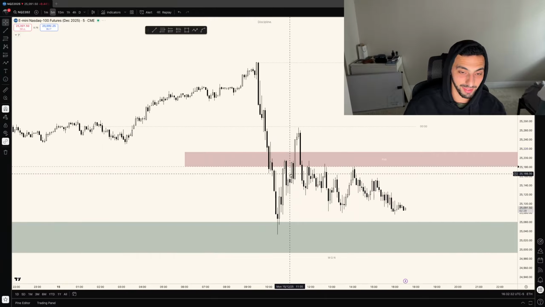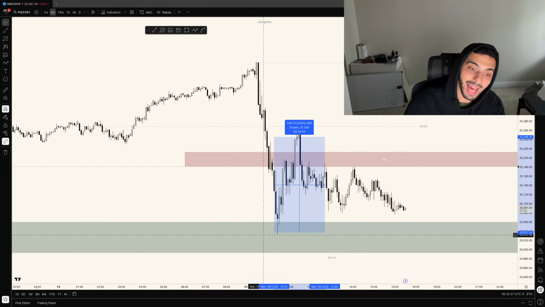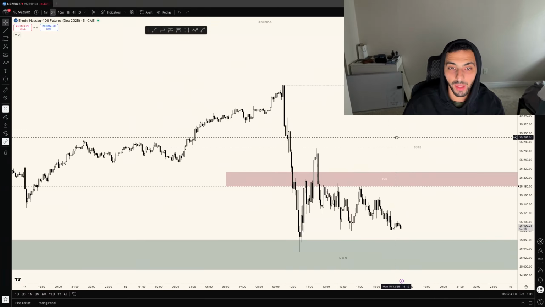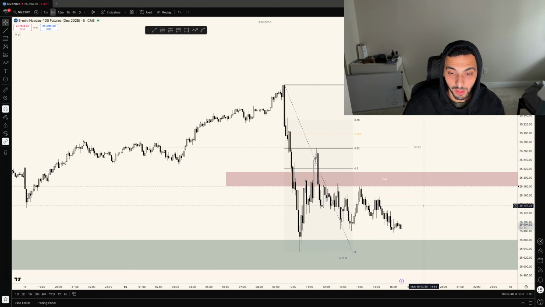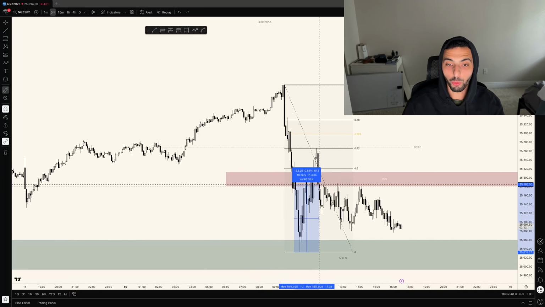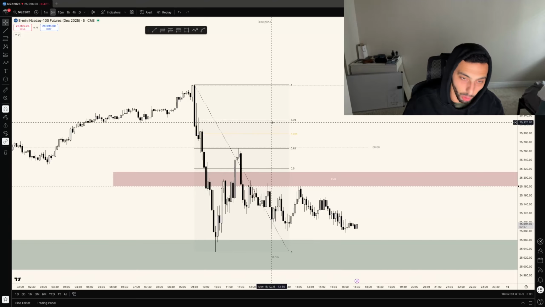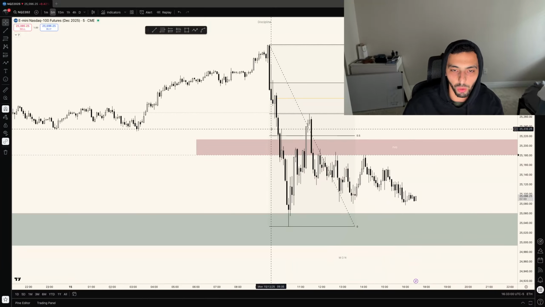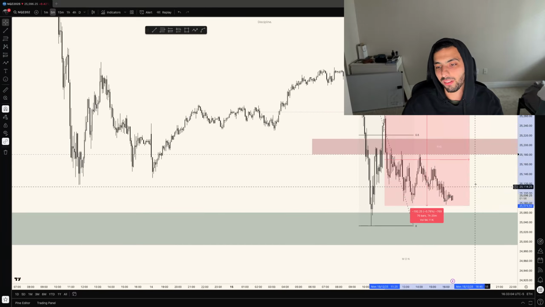Now, as you can see, we tapped the daily fair value gap, and we had the displacement higher. We had this move higher. What does this mean? If we take a look at this entire range, this daily fair value gap rebalance equilibrium, as you can see, is perfectly tapping the 0.62 area, which is pretty much the golden zone, the OTE of the range. We tap the OTE of the range, we rebalance to EQ of the range, and now we had this move lower.